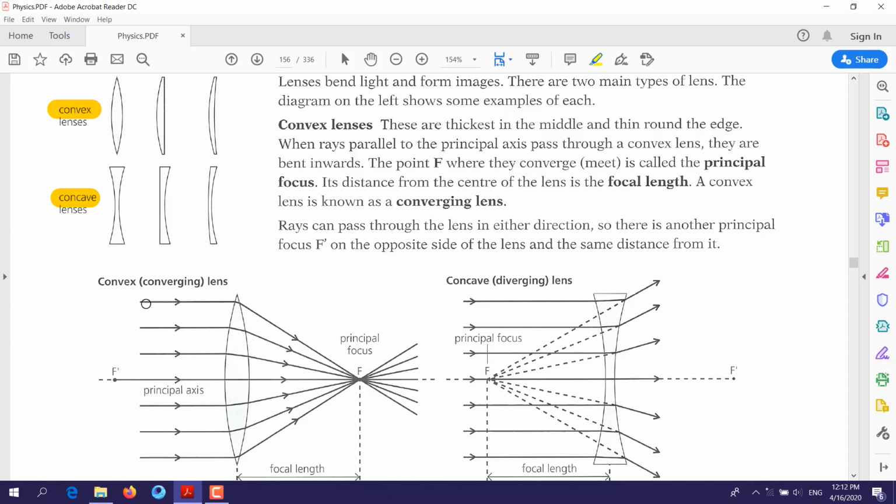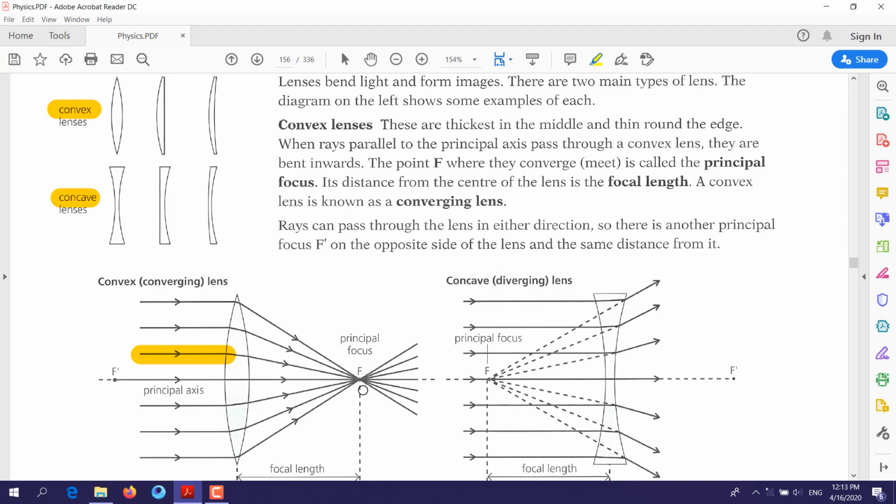As you can see here, when the ray passes through the convex lens, it will bend. It will bend toward where? It will bend inward. So, as you can see here, all the rays are bending inward and they are meeting at a specific point.